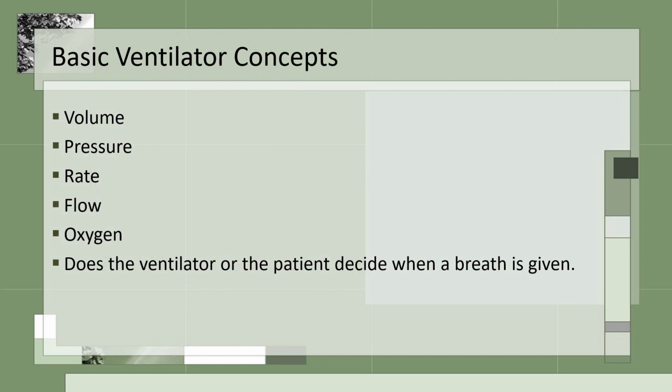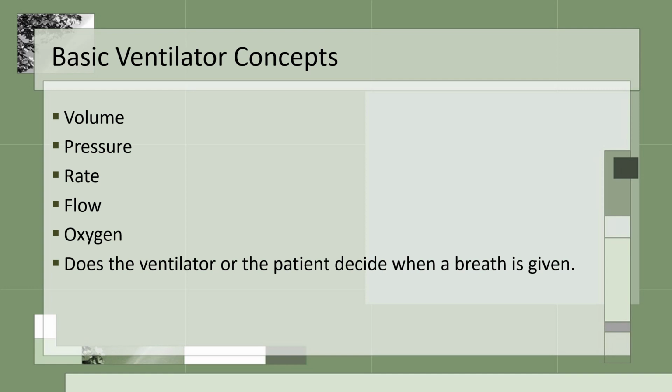So here are just some basic ventilator concepts. The first one is volume. This is the amount of air going in and out. Pressure, amount of pressure used for inhalation and exhalation. Rate, the number of breaths. Flow, time allowed for air going in. Oxygen, amount of supplemental oxygen needed, and this is also called FiO2.